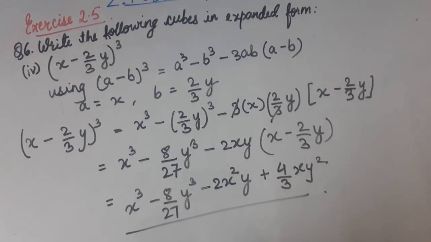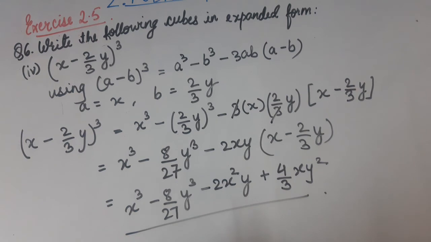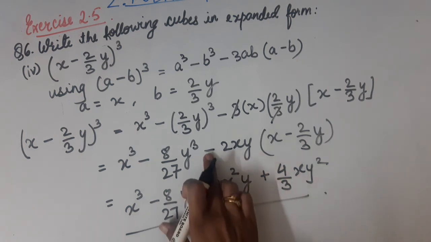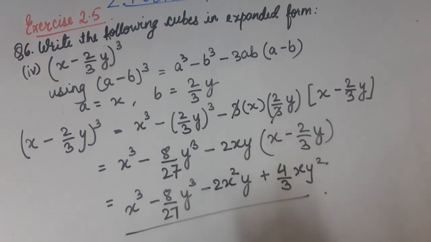So the final answer is x cube minus 8/27 y cube minus 2x square y plus 4/3 xy square. Here minus into minus, we got plus.